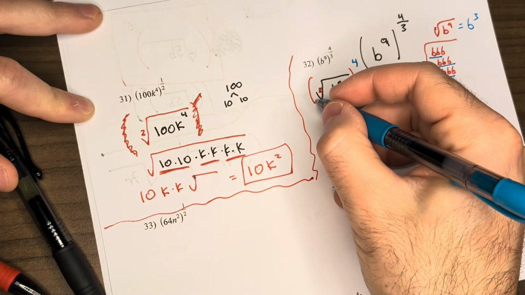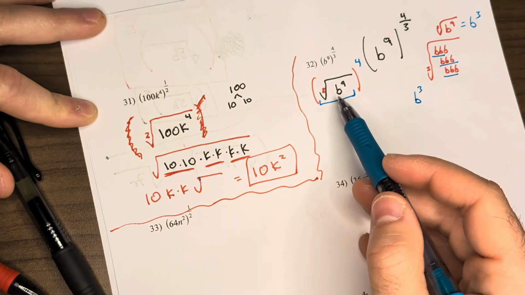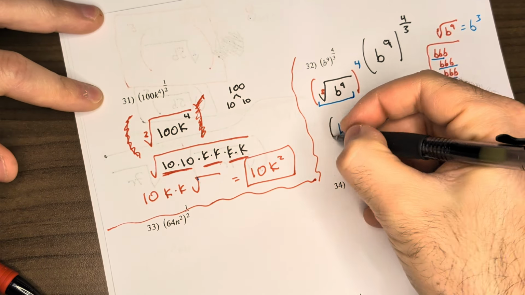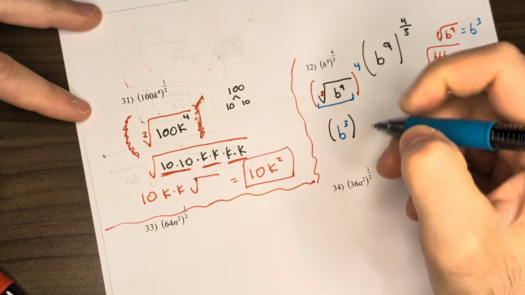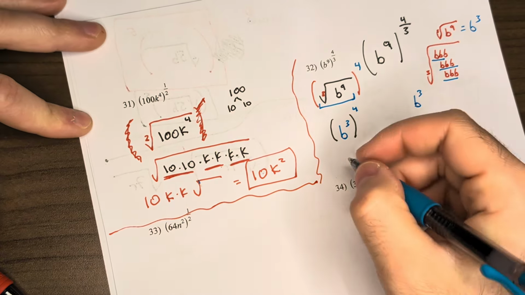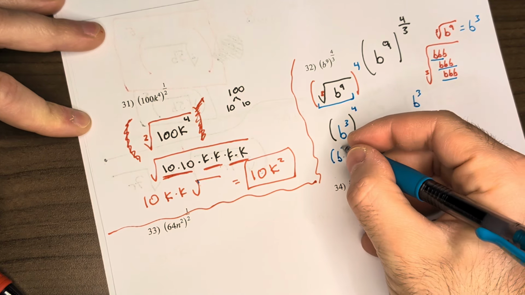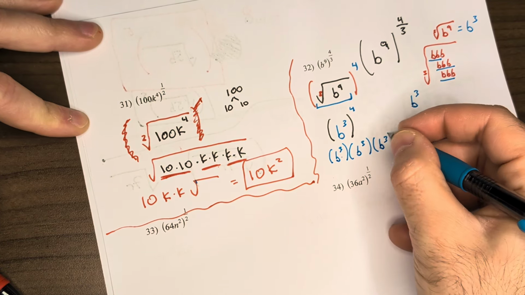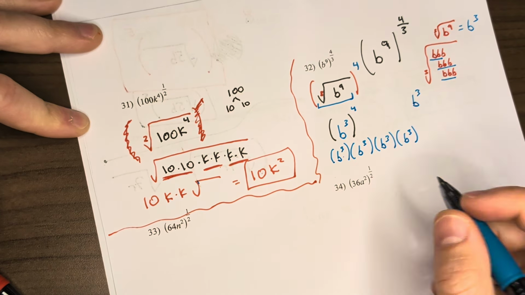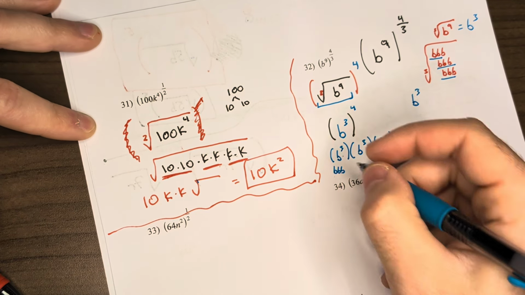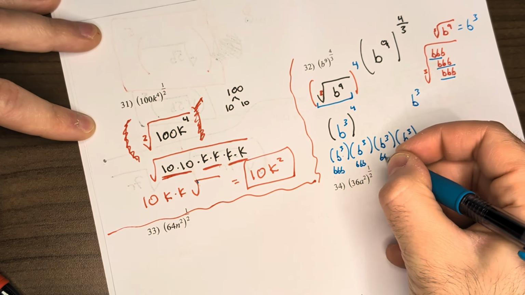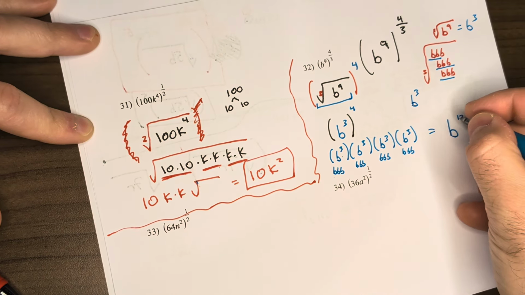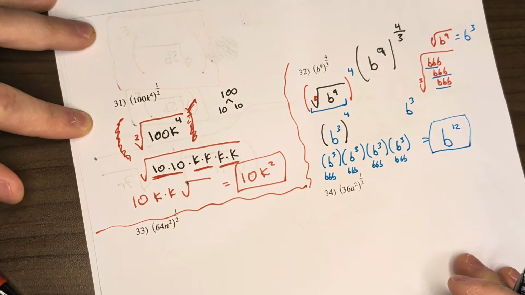So we have this third radical of b to the power 9 is b to the power 3, but then it's also to the power 4. So we're going to have something that looks like this: b to the power 3 times b to the power 3 times b to the power 3 times b to the power 3. This is 3 b's, 3 b's, 3 b's, 3 b's. That's going to give me b to the power 12.